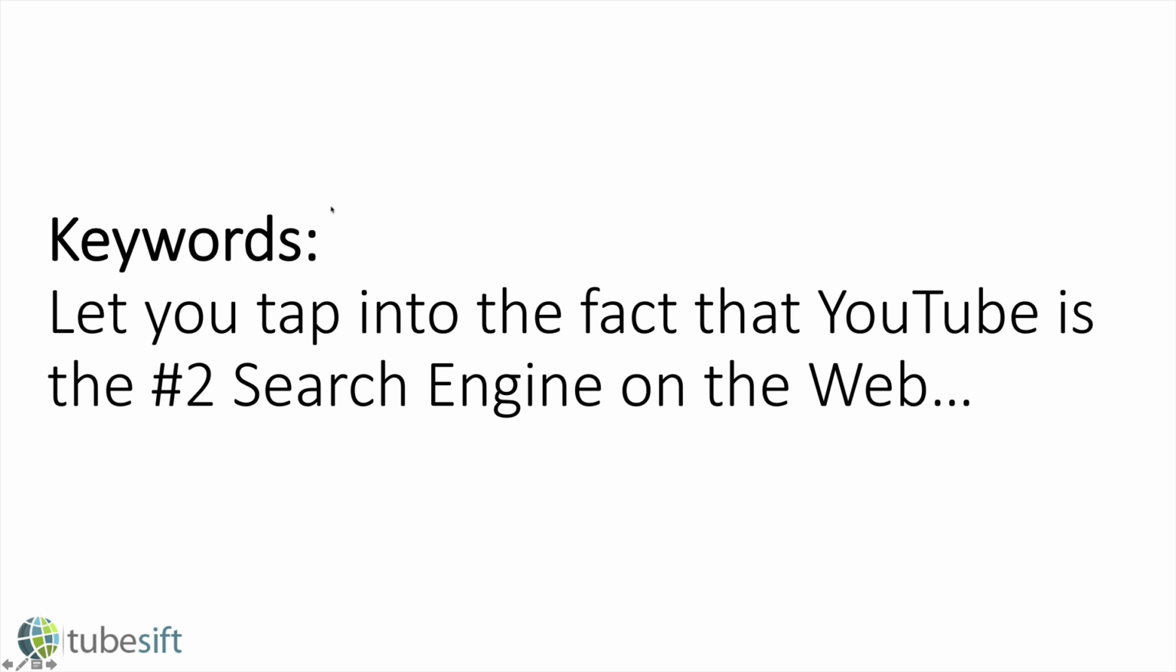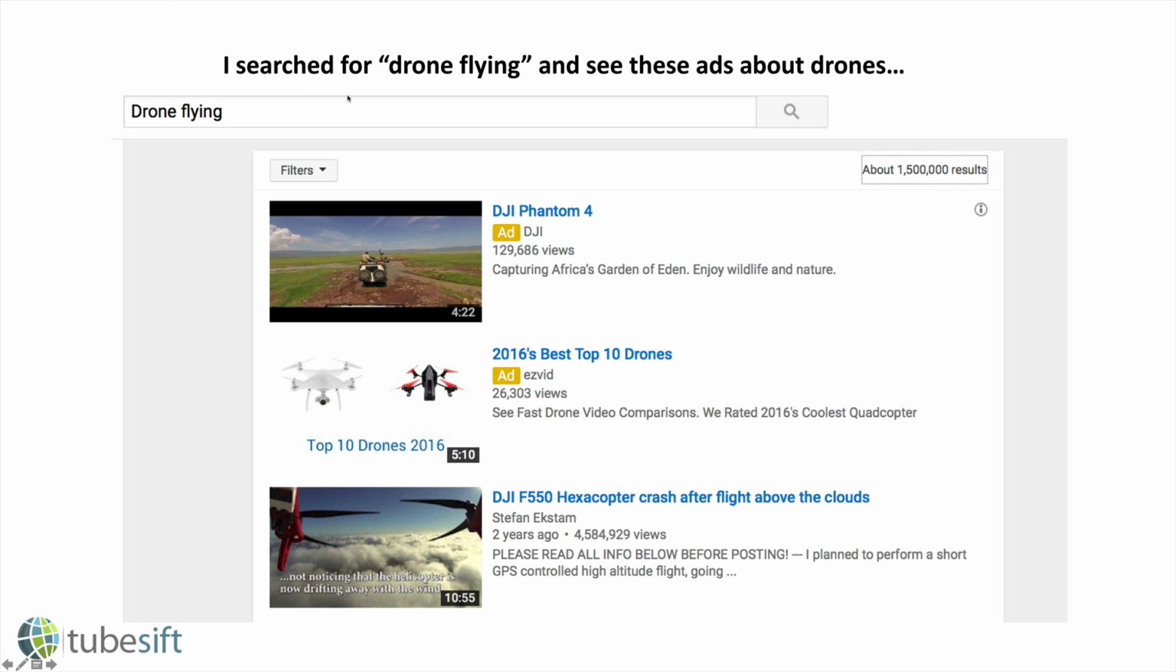Now, then we also have keyword targeting. Keyword targeting lets you tap into the fact that YouTube is the second largest search engine on the web behind Google. So I did a search right here for drone flying, and I see these ads pop up all about drones, like DJI Phantom 4, best top 10 drones, all that good stuff.